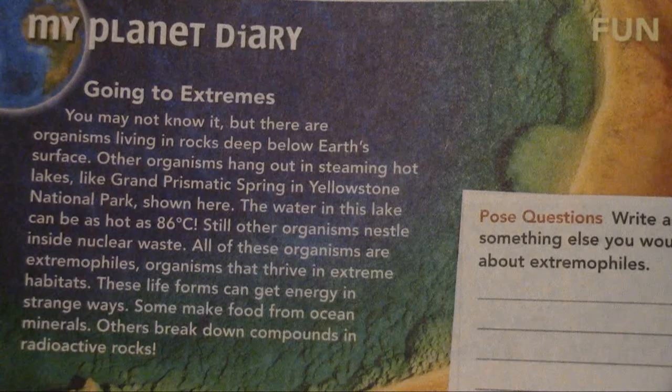My Planet Diary. Going to Extremes. You may not know it, but there are organisms living in rocks deep below the Earth's surface. Other organisms hang out in steaming hot lakes, like Grand Prismatic Spring in Yellowstone National Park, shown here. The water in this lake can be as hot as 86 degrees Celsius. Still other organisms nestle inside nuclear waste. All of these organisms are extremophiles, organisms that thrive in extreme habitats.